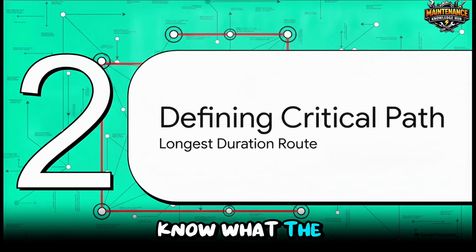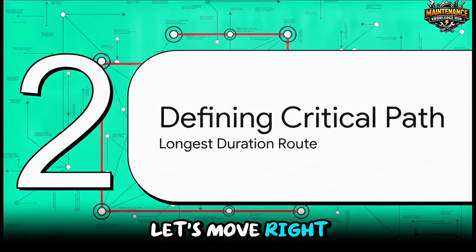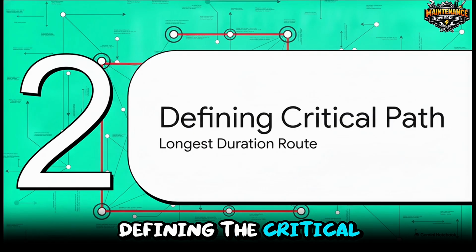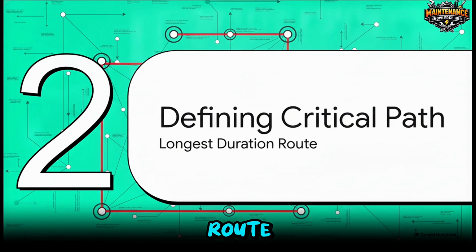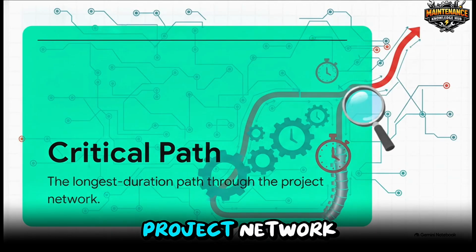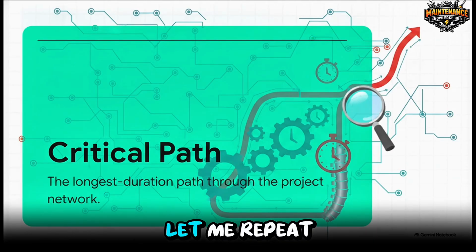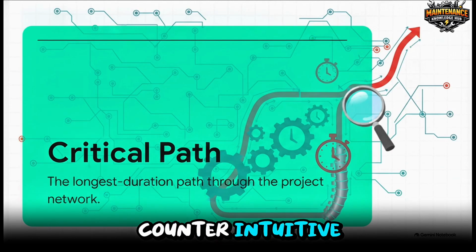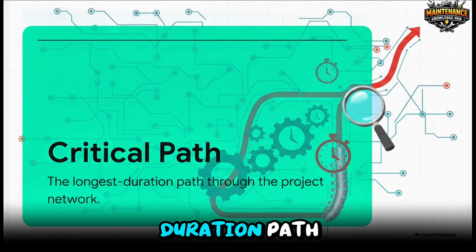Now that we know what the method is trying to achieve, let's move right along to Section 2, defining the critical path, identifying the longest route. Simply put, the critical path is the longest duration path through the project network. And actually, scratch that, let me repeat it, because it always sounds a bit counterintuitive at first. It is the longest duration path.